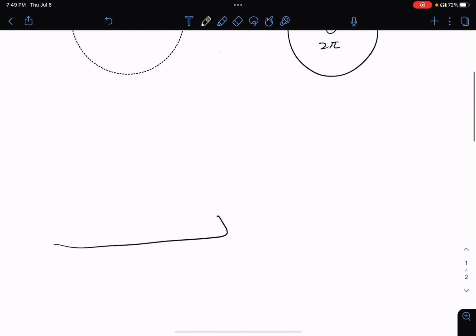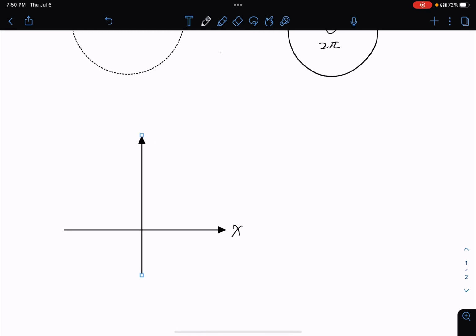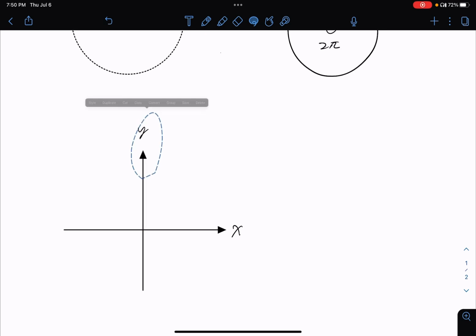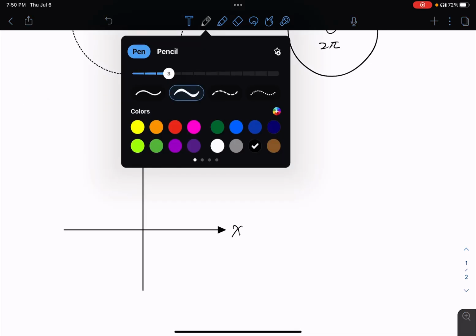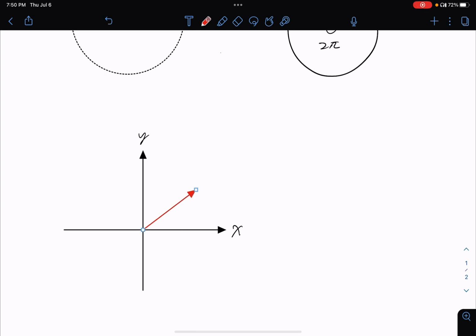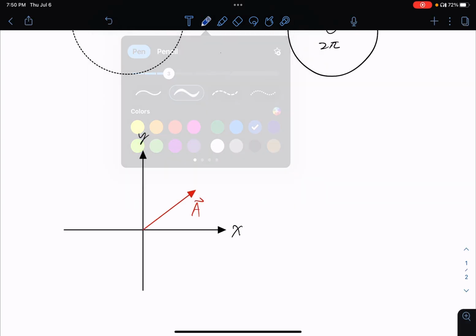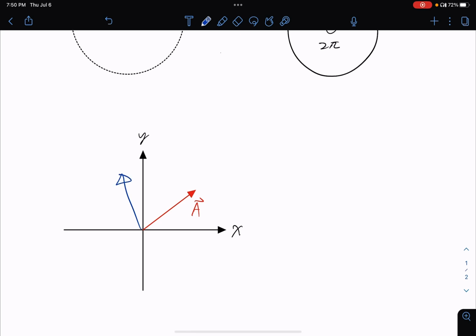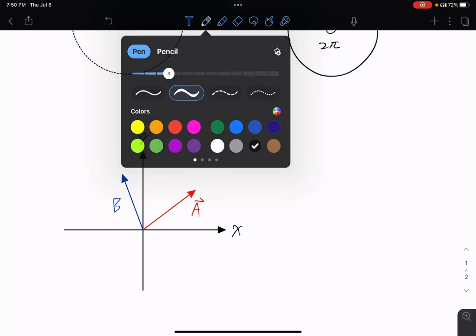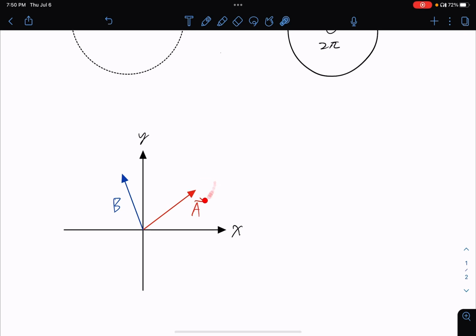Another thing is that if you want to subtract two vectors on a graph, let me draw the xy coordinate. Here's my x-axis, here's my y-axis. If you want to subtract two vectors, let's say A and B, and then you want to see how you can go from A to B.